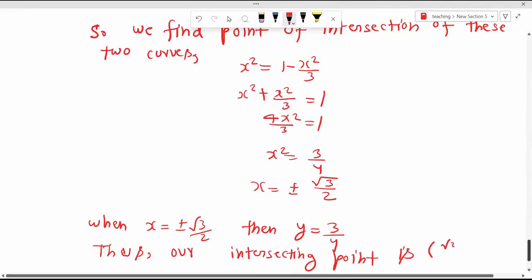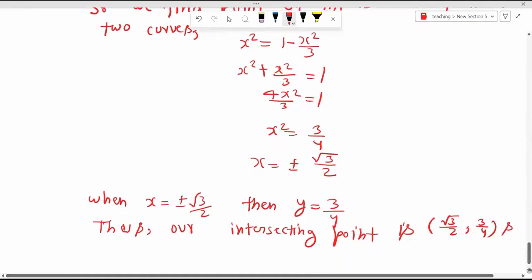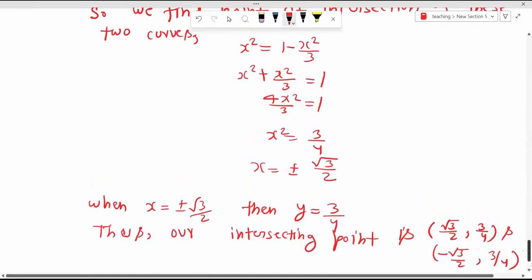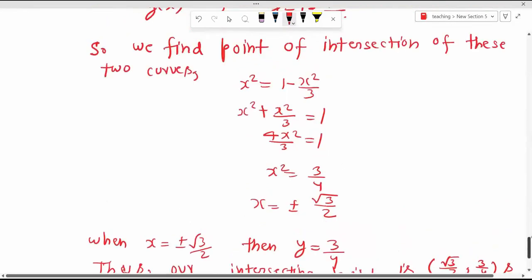Thus our intersecting points are root 3 by 2, 3 by 4 and minus root 3 by 2, 3 by 4. These are the intersecting points of these two curves. How does this look? We draw a rough picture so we can analyze what is going on.